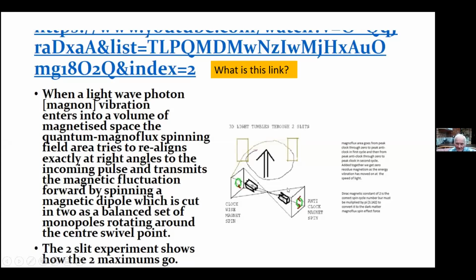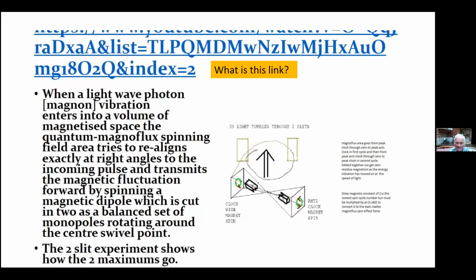So you saw that little experiment where we could see it going through. So when a light wave or photon or magnon vibration enters into a volume of magnetized space, the quantum magnoflux spinning field area tries to realign exactly at right angles to the incoming pulses and transmits the magnetic fluctuation forward by spinning a magnetic dipole, which is cut in two, at a balanced set of monopoles rotating around a central swivel area.